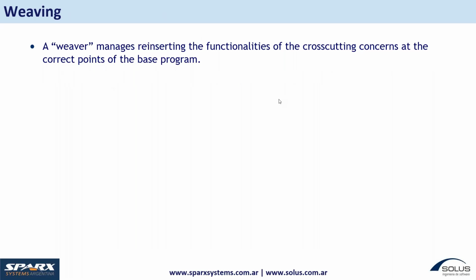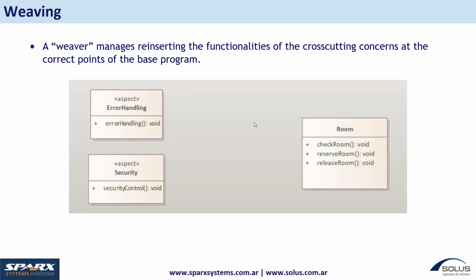Well, of course, we have encapsulated the old methods. We need to put them again in the original places because we are facing a unique system. A Weaver is in charge of connecting again the methods that we have taken out. We have the regular, original class written in a regular object-oriented language.